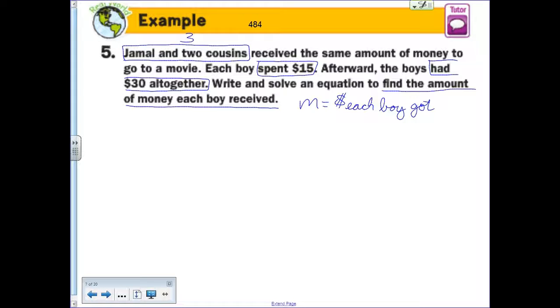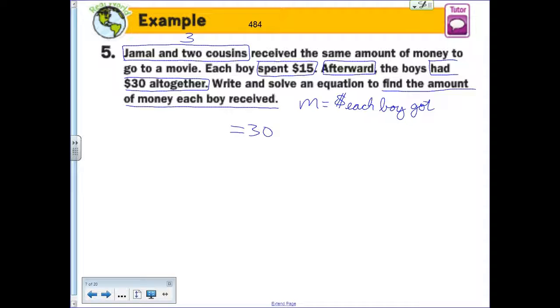Because first of all, there's this word afterwards. And secondly, the word altogether. Altogether just sounds like a total. This is what we have altogether. Plus, the word afterwards means this is what happened in the end. And oftentimes where you end up is the total. You could either be where you end up or it could be where you start from. But if you end up someplace and it's all together, that's going to be the total. So we're going to put $30 all by itself on one side of the equal sign.